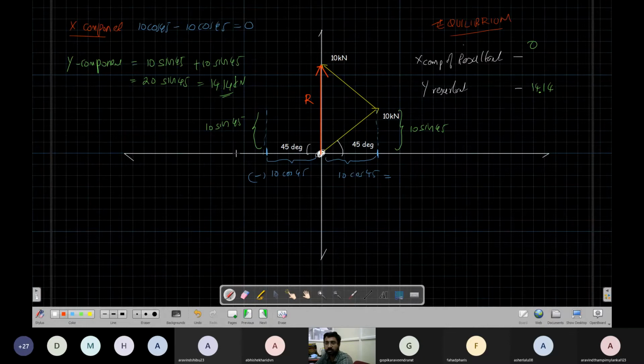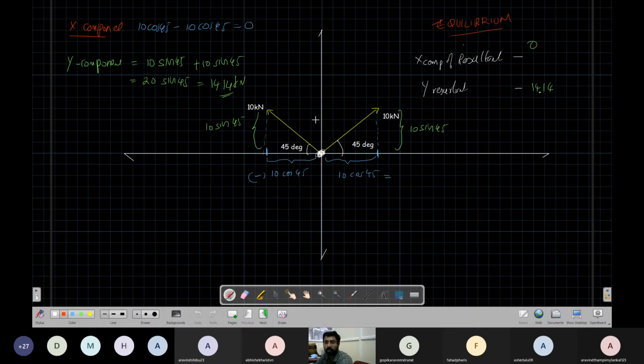The x components are cancelling each other, and the resultant doesn't have any x component. The resultant only has a y component, and its magnitude is equal to the length, which is 14.14. So we can see this in our system, when I took these forces and put them in a triangle, that is the polygon of forces.